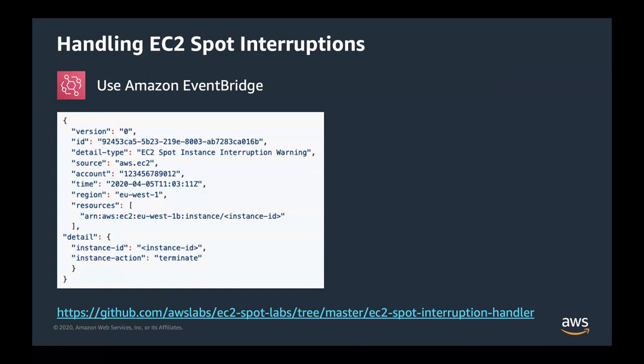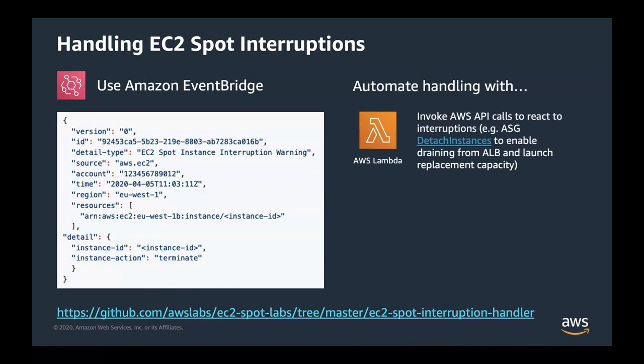Otherwise, we have rolled out a solution that you can use. Here we use Amazon EventBridge, which is a rule-based engine. This is open source. You can download it from GitHub, or you can use the Serverless Application Manager tool in AWS to download and deploy the Lambda. This is a Lambda-based application. What it does is automate your work through a Lambda.